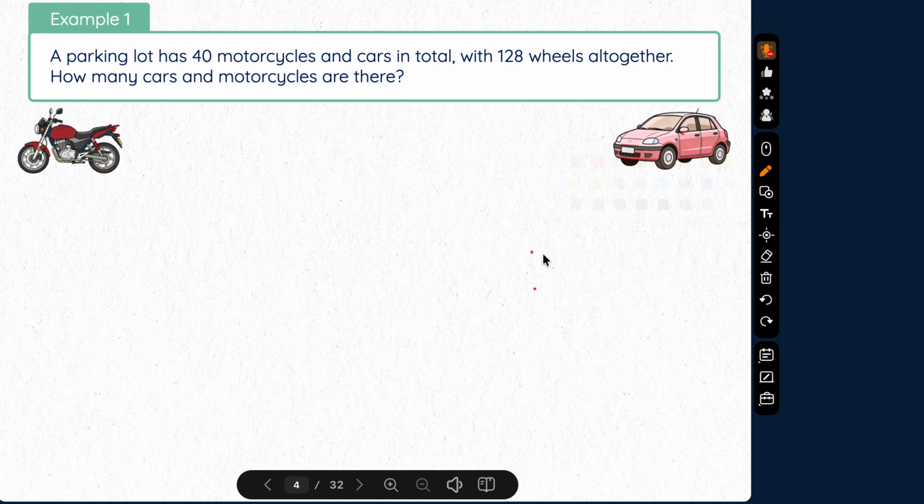Okay, a parking lot has 40 motorcycles and cars in total with 128 wheels altogether. How many cars and motor vehicles are there? First of all, we know that the number of vehicles is 40, right? And the number of wheels is 128. The technique we have to use to solve this kind of question is atomic operation.